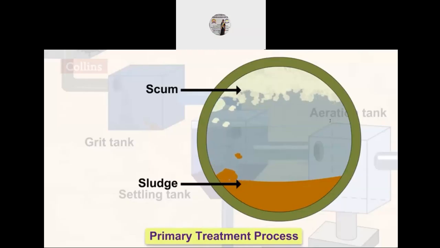Scum is then removed using a skimmer, and sludge is removed with a scraper every few days. The water that is left out is called the clarified water.